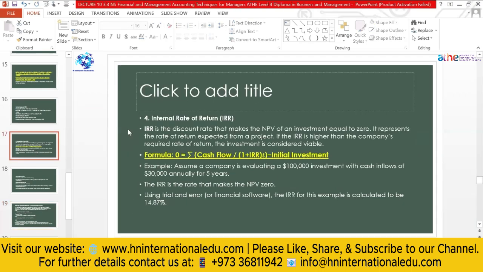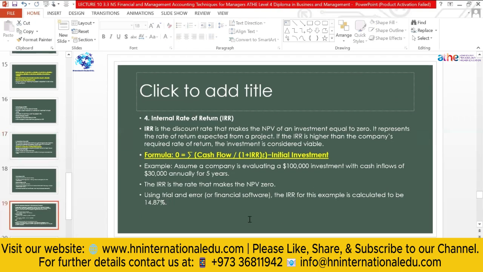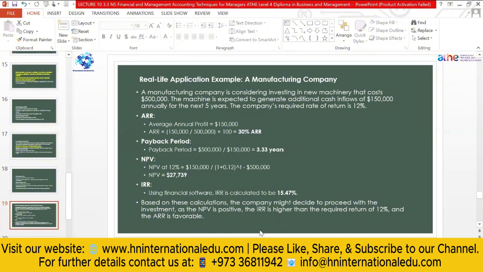If I go back to the earlier example, remember the IRR was 14.87%, and in the question it was 10%. So again, this is a viable situation. Reading back the paragraph, the IRR is higher than the required rate of return, that was 12%, and the ARR is favorable. Why was ARR favorable? Because we're getting 30% ARR. In total, it's a positive number. It is generating more profit for us.